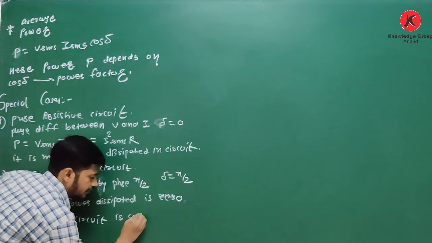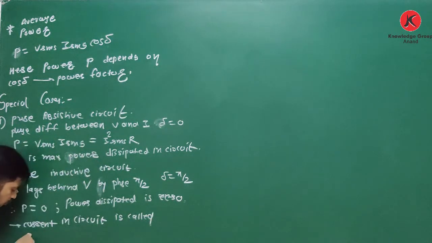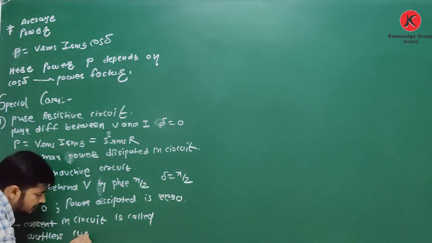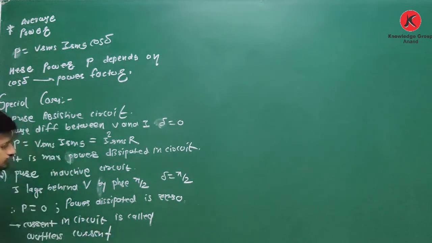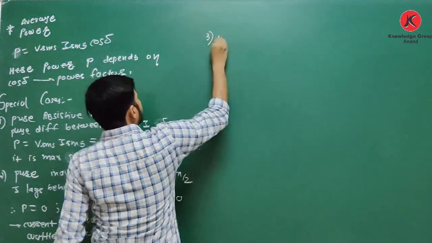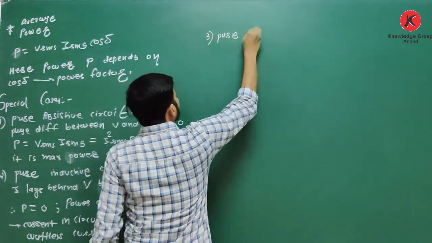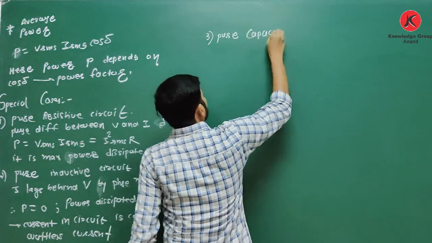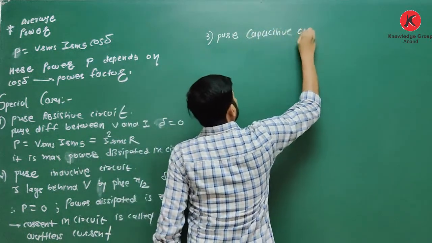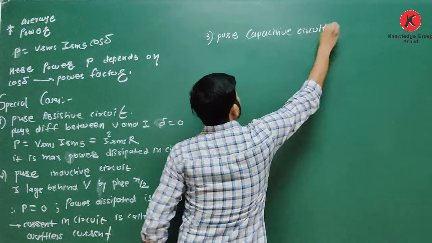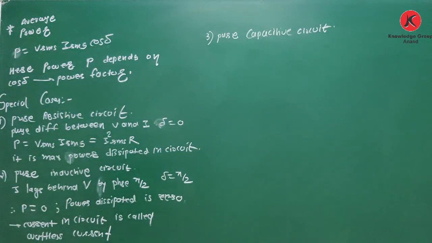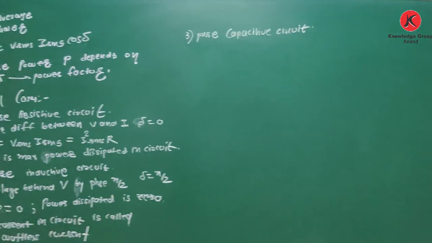The current in the circuit is called wattless current. Clear about this? Now the third one, that is a pure capacitive circuit. In case of a pure capacitive circuit, what happens?